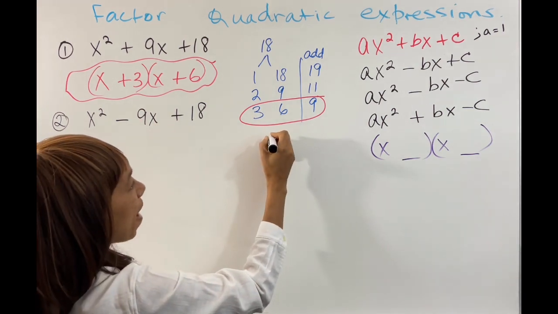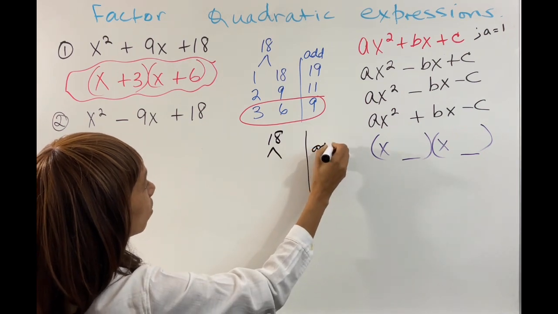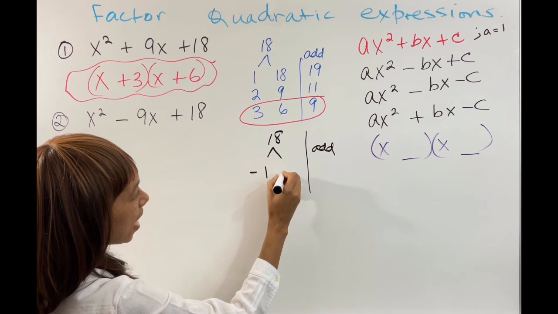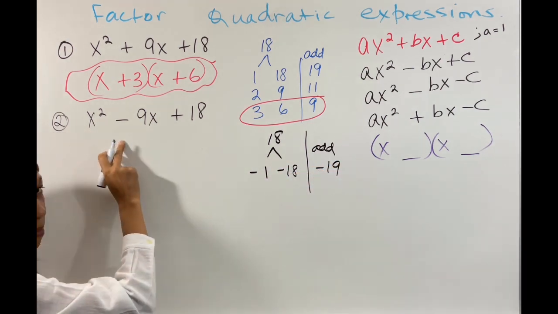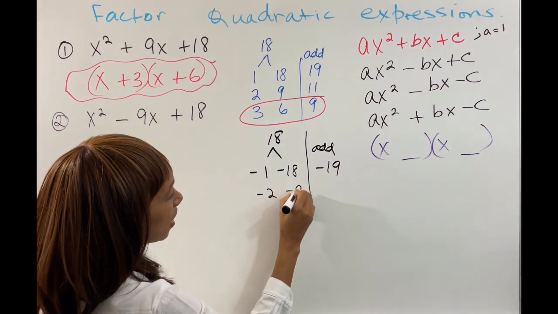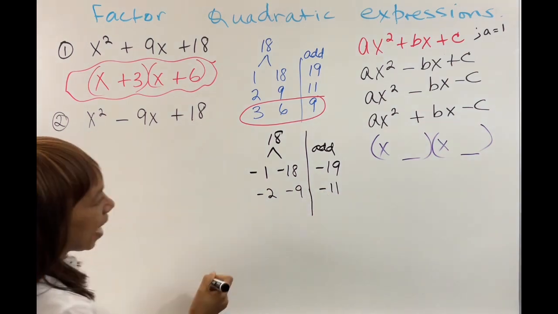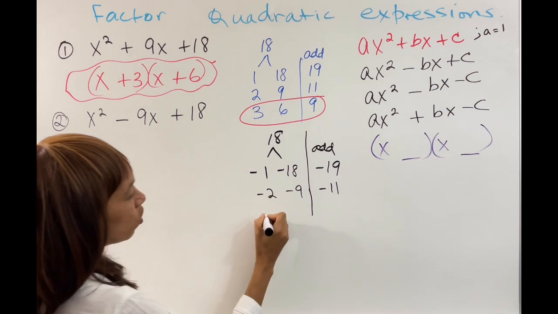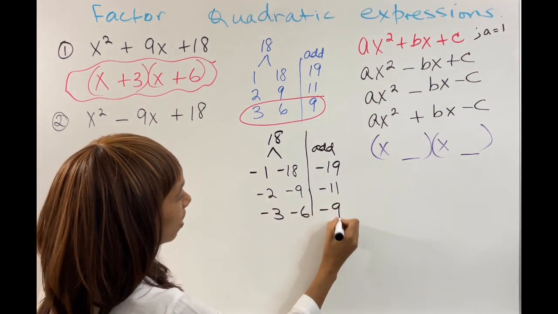So the factors of 18, such that when you add them, and they're all going to be negative, we're going to start out with -1 and -18. That is going to be -19. That is not what I'm looking for. You are going to go to -2 and -9. That is going to be -11. Another factor of positive 18 is going to be -3 and -6. That is going to give you -9.